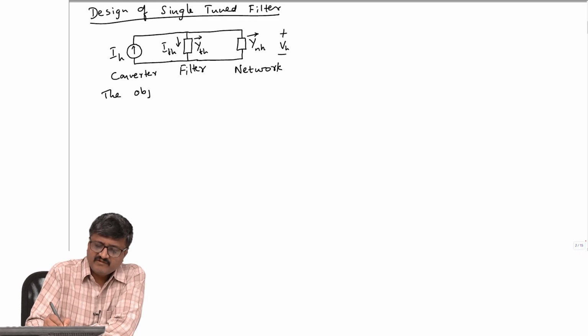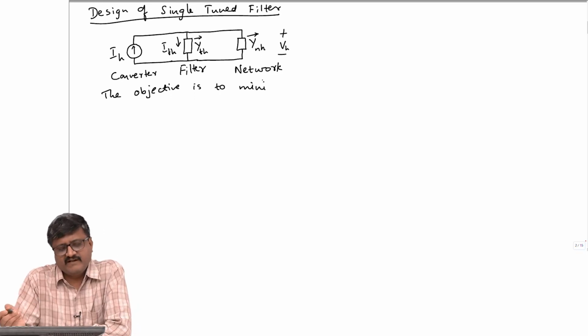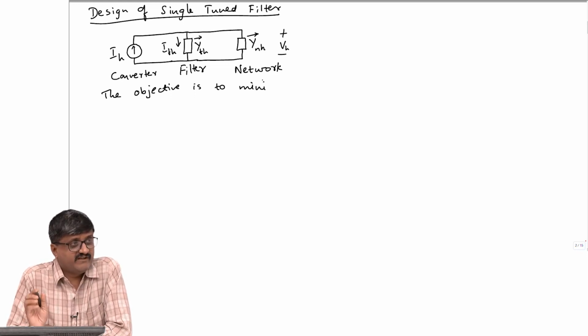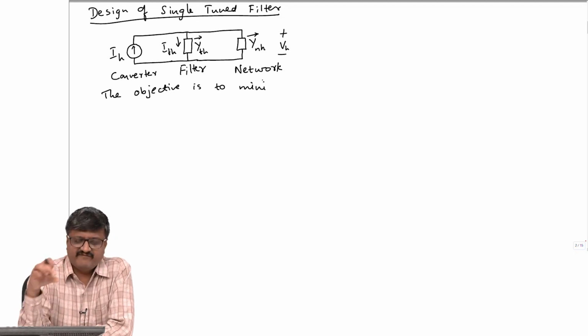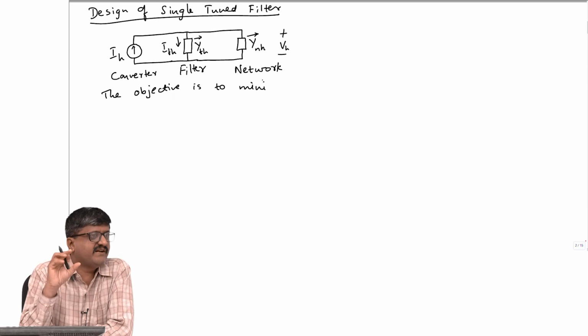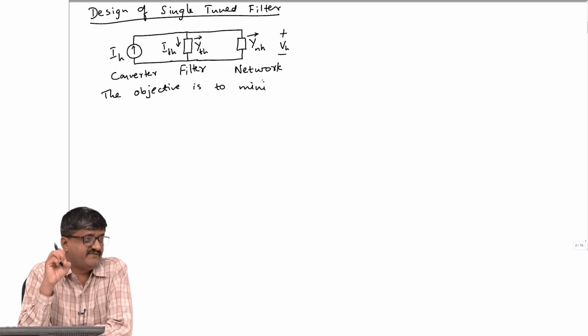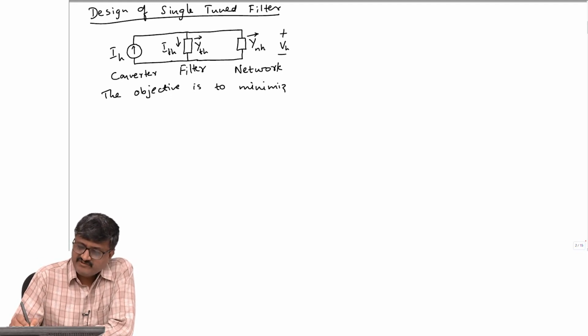Now, when it comes to performance, the objective is to minimize. Please note the converter has a harmonic current source IH, so due to the converter there is a harmonic current. If that should not affect the network, then VH is the effect of IH. If IH is not there, only the fundamental is there, then VH is 0. VH means the RMS voltage at the harmonic frequency. So, essentially we want to minimize VH. The objective is to minimize VH.